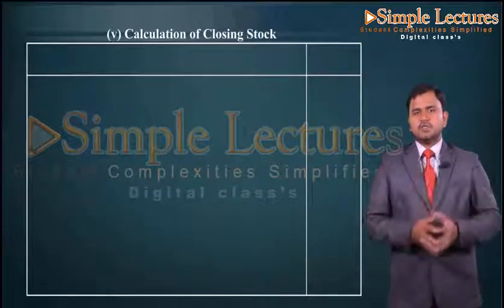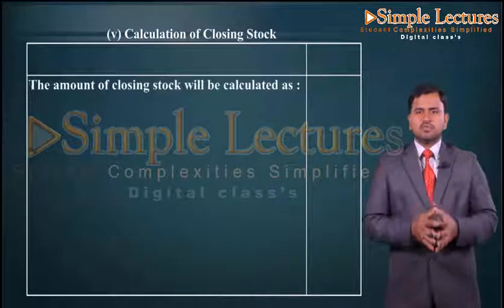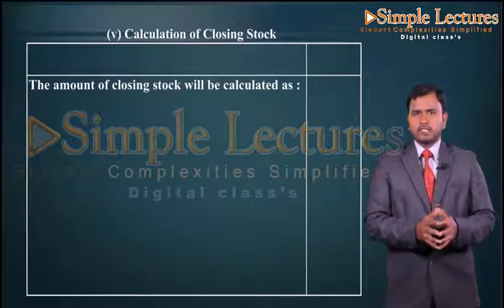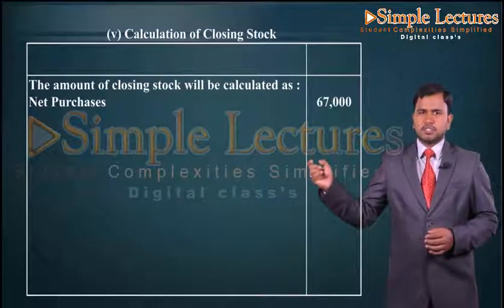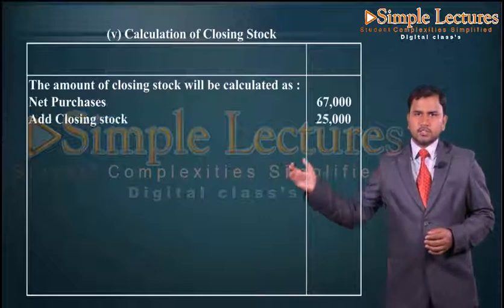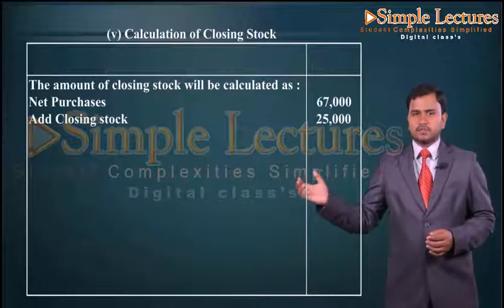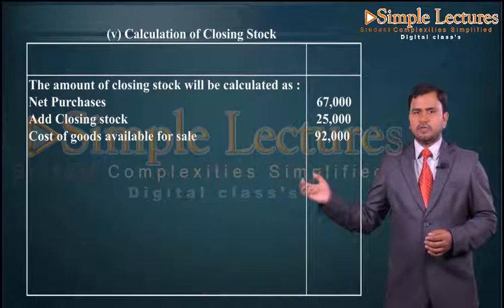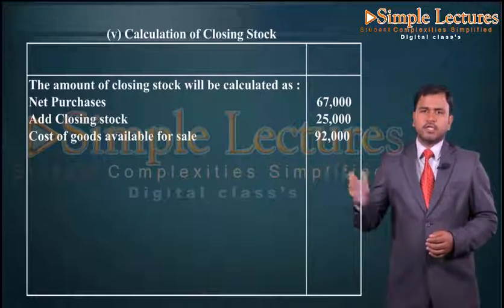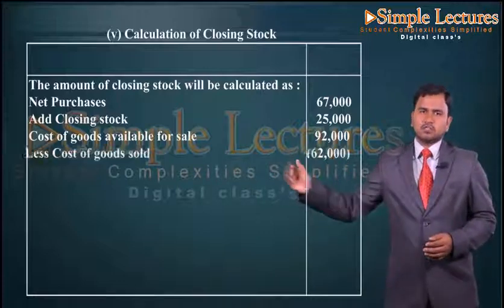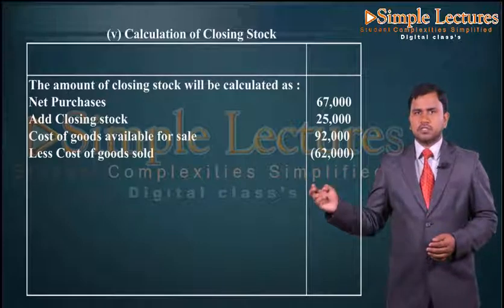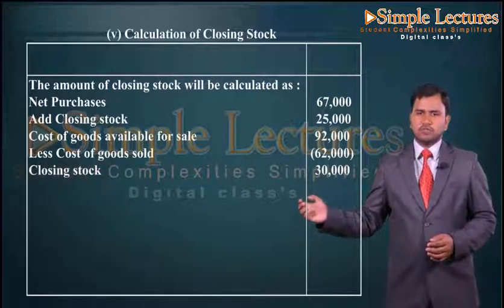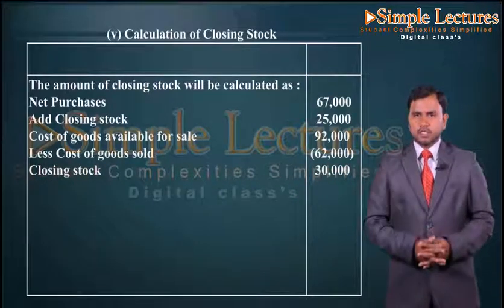Now let us find out the closing stock. The amount of closing stock will be calculated as net purchases, which is 67,000, add opening stock 25,000. So cost of goods available for sale is 92,000, less cost of goods sold 62,000 will be the closing stock, where the balance is 30,000.